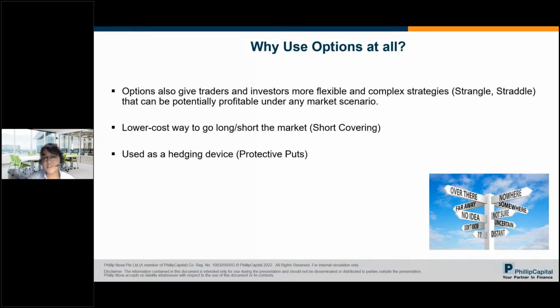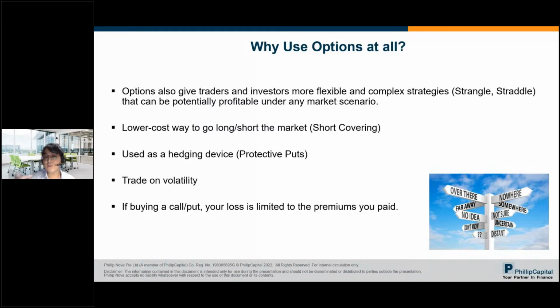Other than that, options also provide you with a lower cost way to go long or short the market. When you do a traditional short sale, you may have to sell your assets in order to cover your short position. Options can also be used as a hedging device, specifically protective puts. And lastly, you can also trade on volatility. The more volatile the market, you can actually profit using options. And when you buy a call or put, your loss is actually only limited to the premiums that you pay.